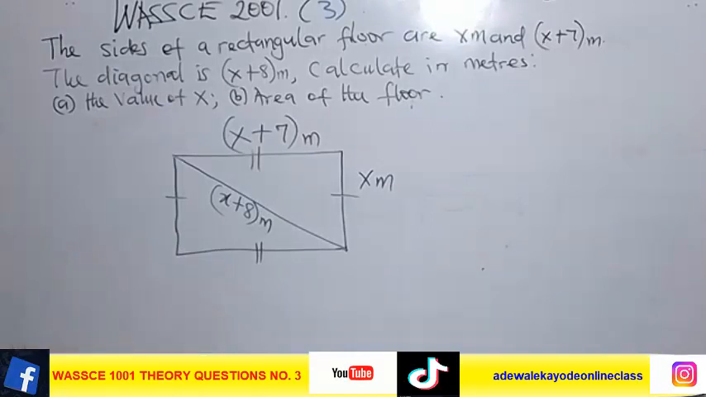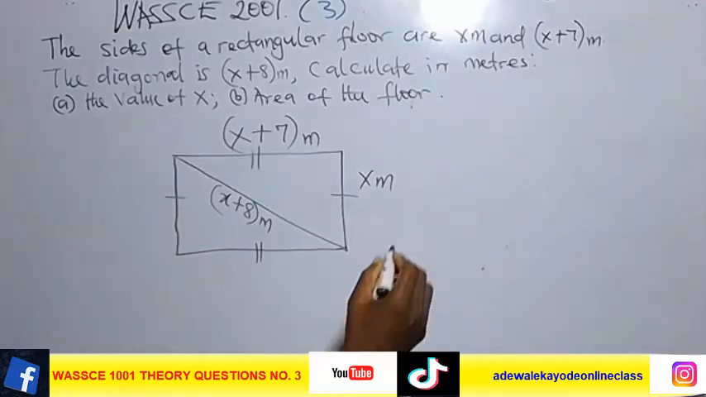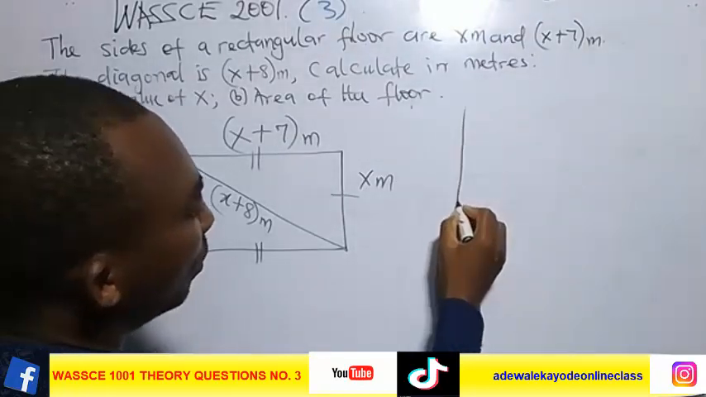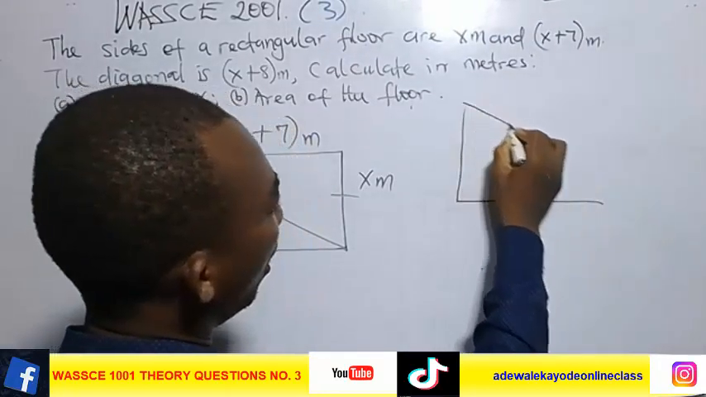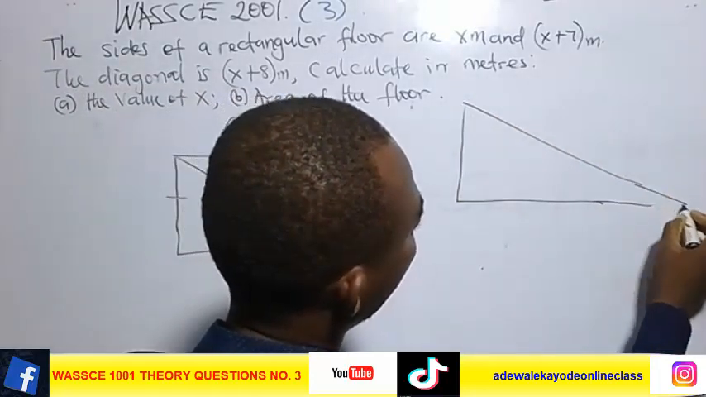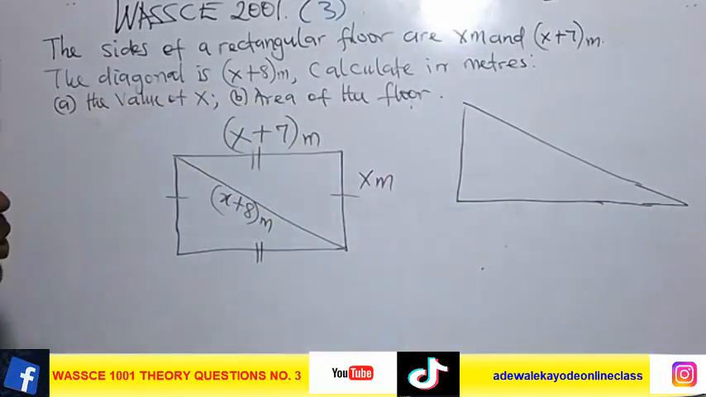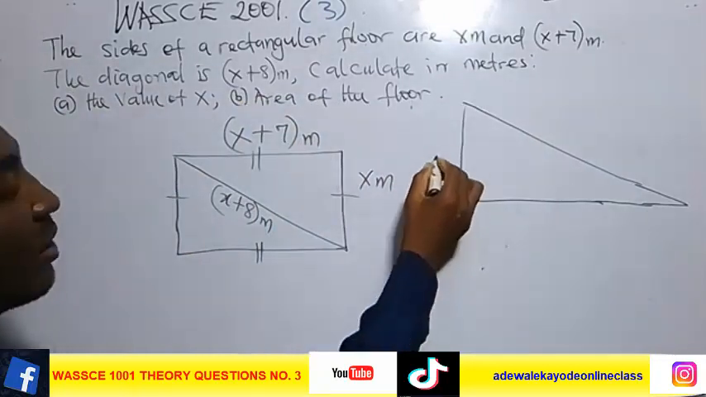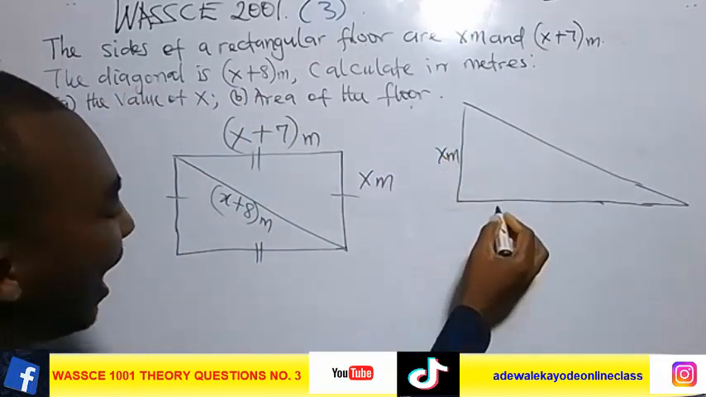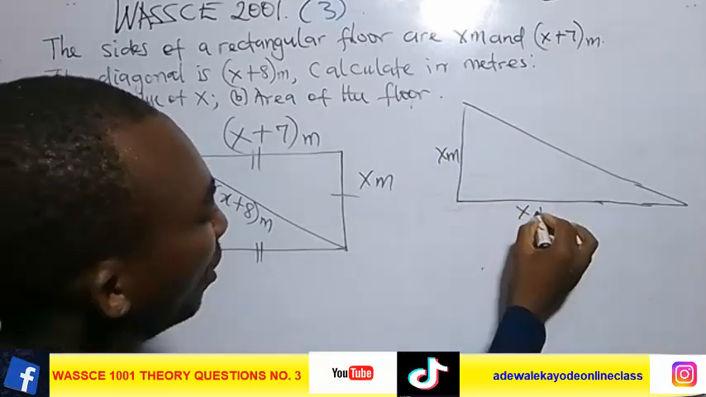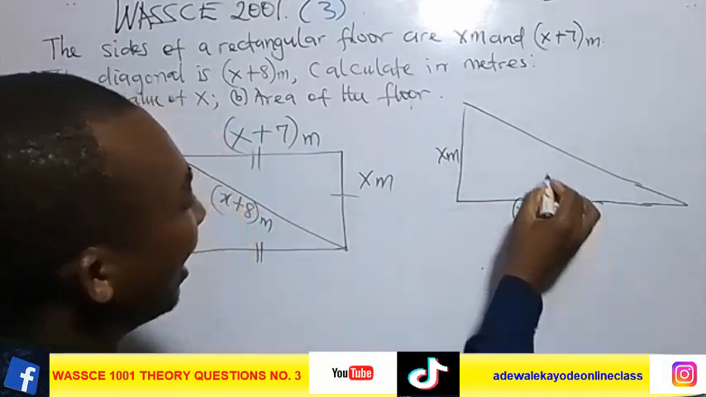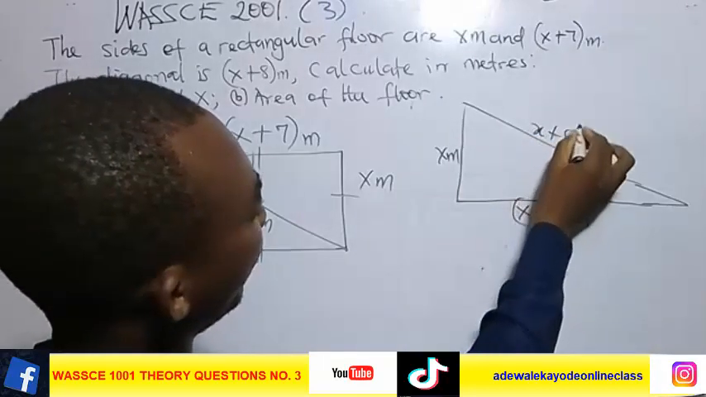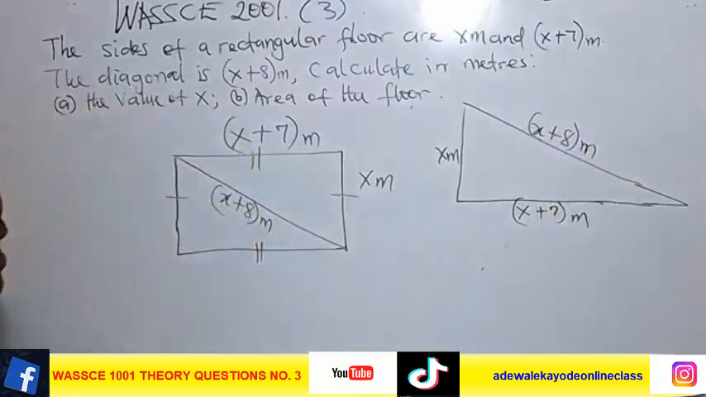So how do we go about this? From this I can get a right angle here, isn't it? So if I bring out the right angle here, it gives me a right-angled triangle. So this is the breadth, which is x meters, and this is the length, which is x plus 7 meters, and the diagonal is x plus 8 meters. And I'm asked to find the value of x.